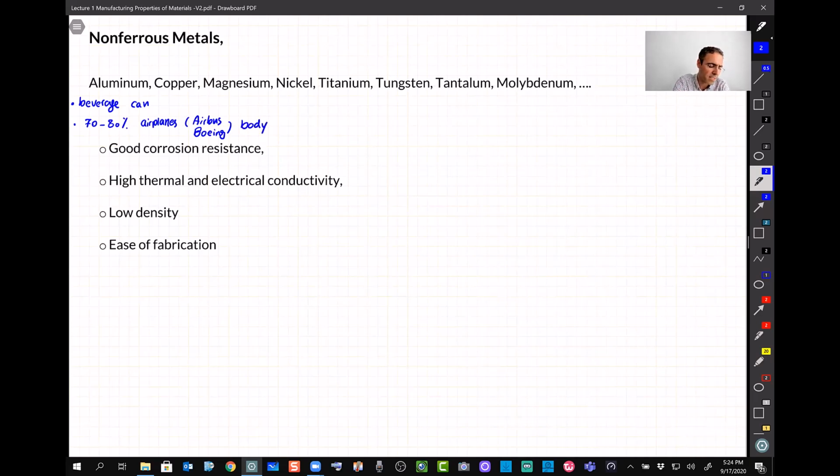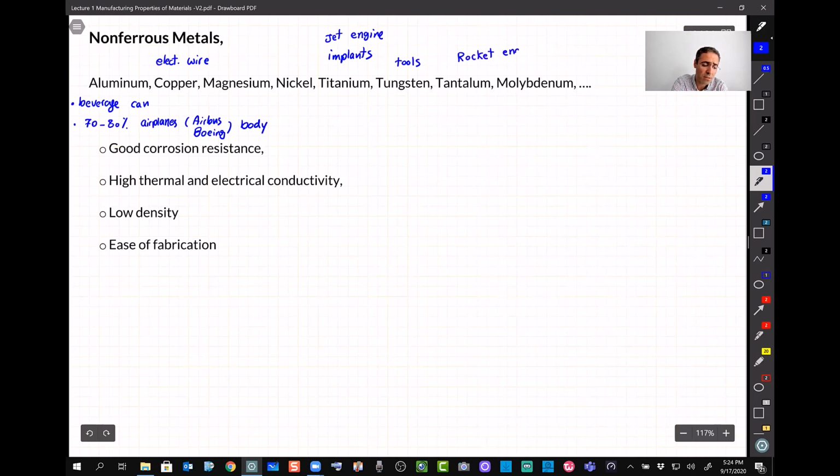Copper for electrical wire is very useful. For titanium, we can say, because it can withstand high temperature, for example, jet engine, or for human implants. It's a very useful material. Tungsten for tools, tantalum, for example, for rocket engine is again a material that we use a lot.